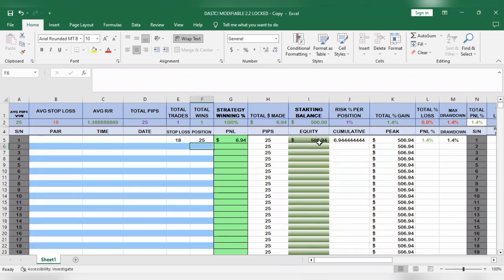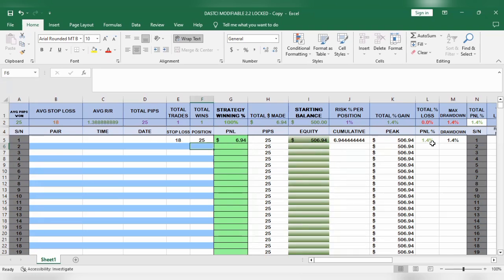Our equity, we started with $500, and our equity already is $506, which is how much we have at the moment. The P&L percentage is 1.4%, which means that we've made 1.4% of our trading capital. This has given us an average reward to risk ratio of approximately 1.4 as well, because what we're seeing here is 1.38, which is approximately 1.4, which is what was in TradingView as well.